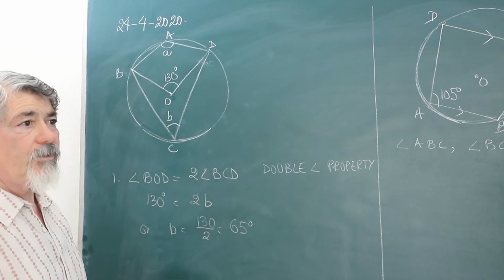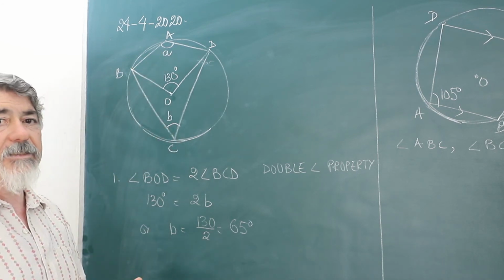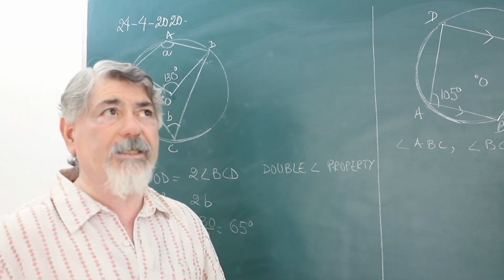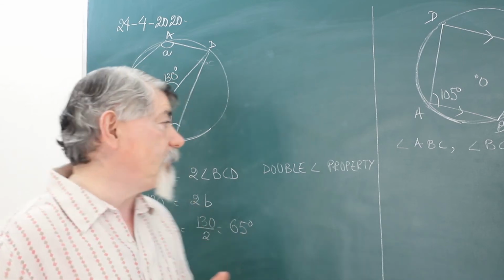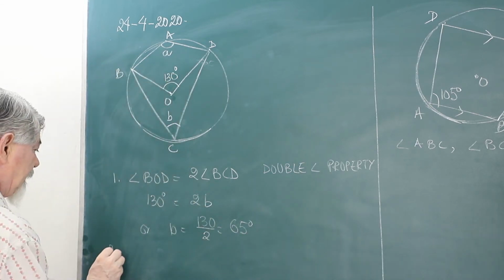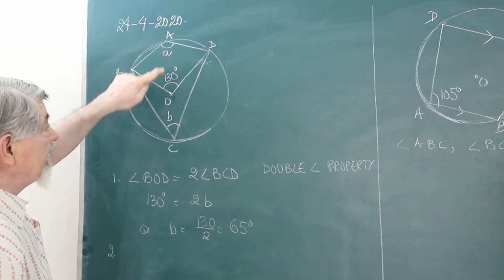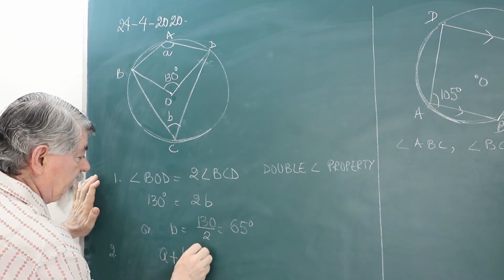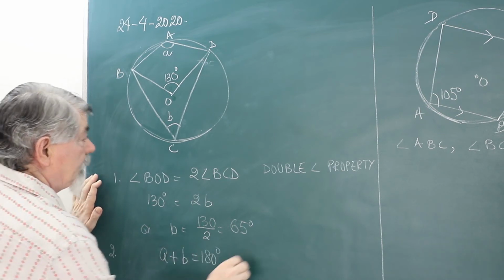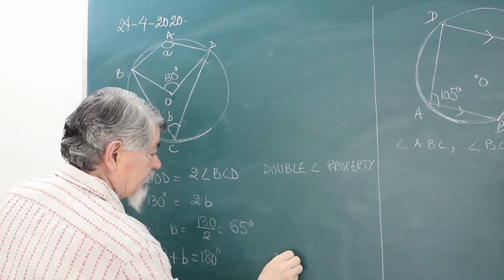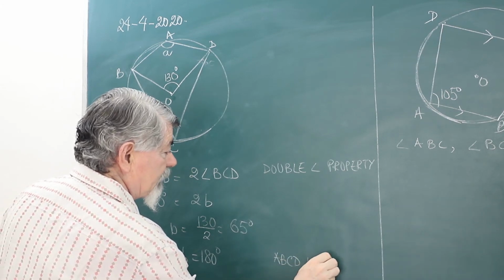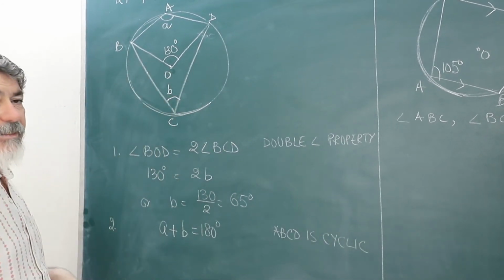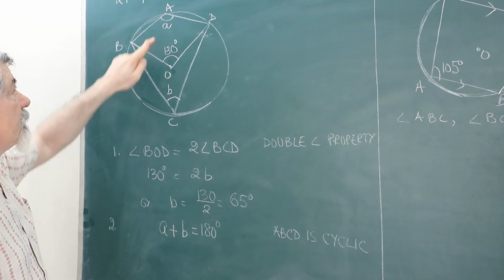By the application of the property that angle subtended by an arc at the center of the circle is double the angle which it subtends at the remaining part of the circumference. And second one is angle A plus angle B. A plus B will be 180 degrees. Why? Because ABCD is cyclic. The opposite angles of cyclic quadrilateral are supplementary.